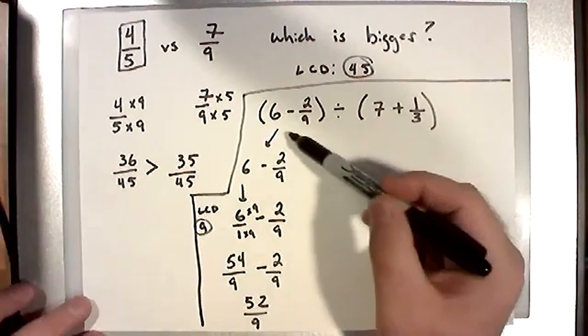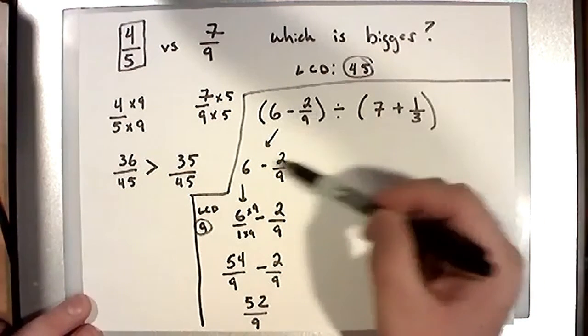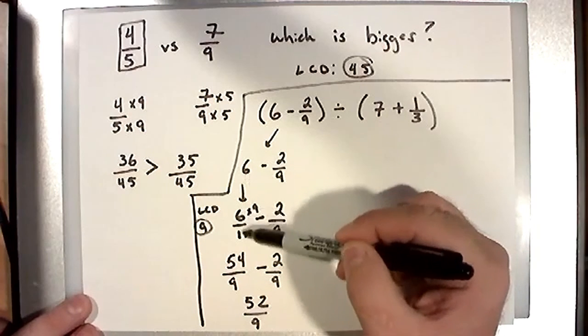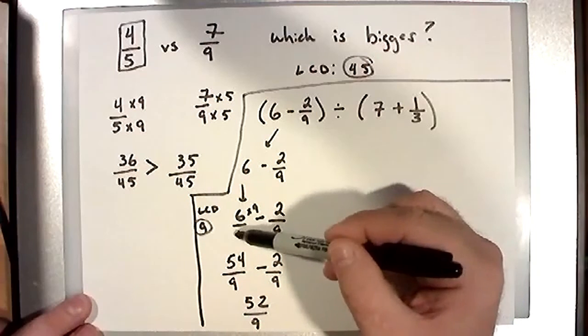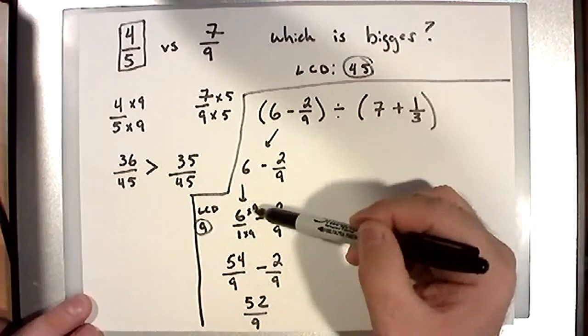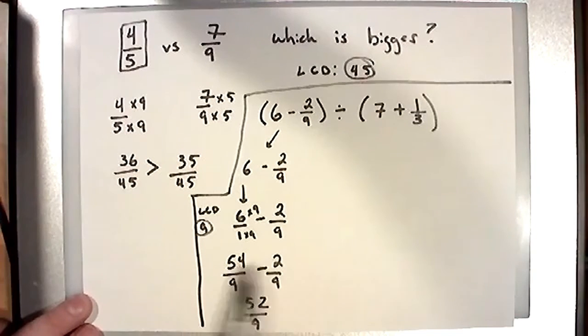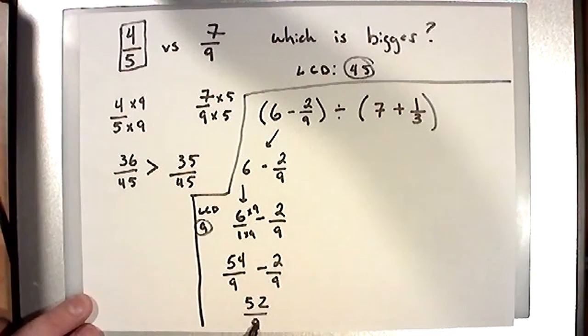Not first fraction, excuse me, first parenthesis. We had 6 minus 2 over 9. We turned that into 6 over 1 minus 2 over 9. Then we made common denominators. 1 times 9 is 9. 6 times 9 is 54. 54 minus 2 is 52 over 9. So that's what that first parenthesis turned into.